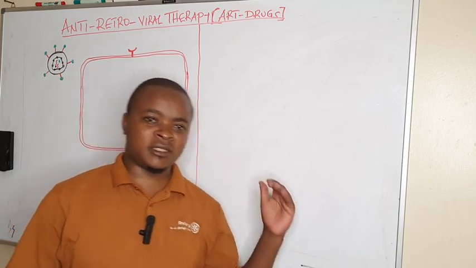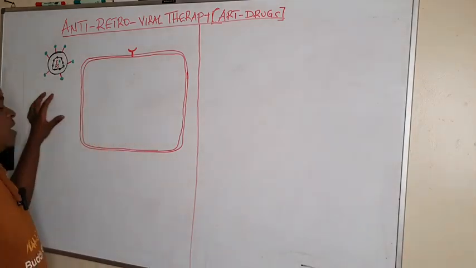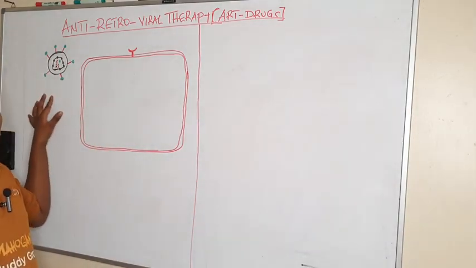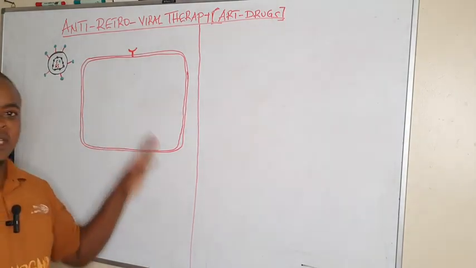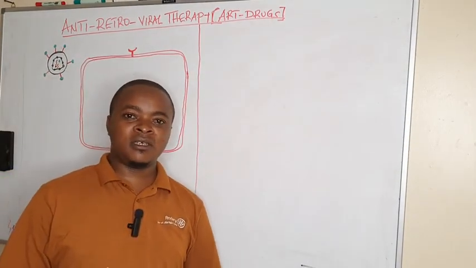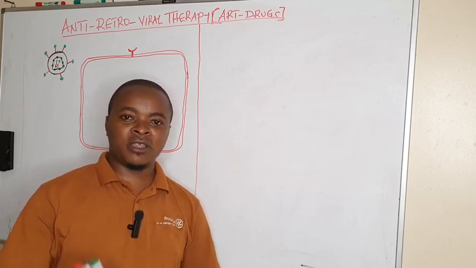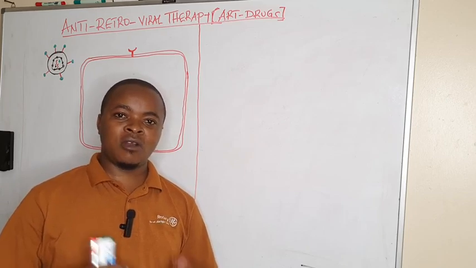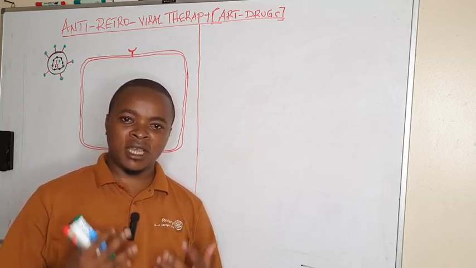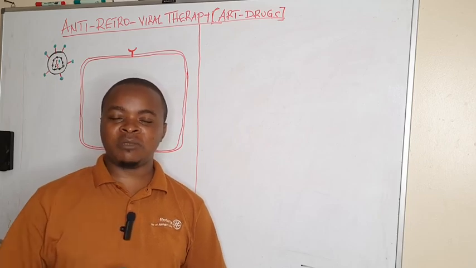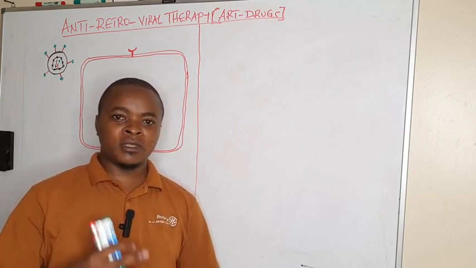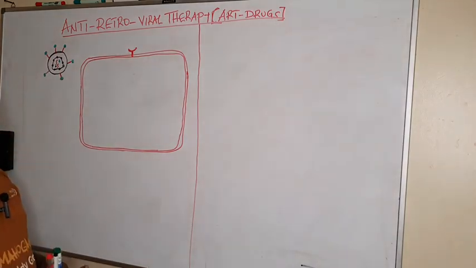So we are going to remind ourselves the structure of the HIV virus. How does it replicate in the host cell? Then afterwards we shall look at different classes and we shall end up with HAART, or how do we combine these HAART drugs for better treatment of our patient. Let us get started. So we are seeing the structure of a virus.